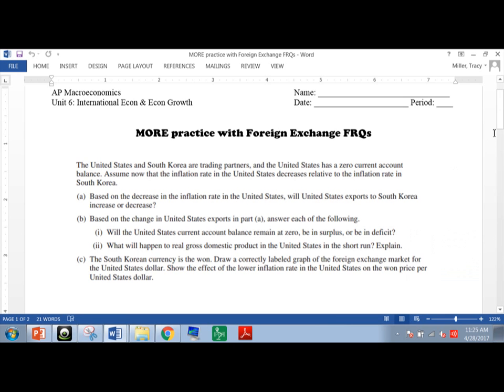Okay, I know you're excited for more practice with foreign exchange FRQs. These are two newer questions from the 2014 and 2015 exams. It's very common for there to be questions about international trade in the short free response questions as well as in the long ones. And I think by doing these, you'll be prepared to do either.